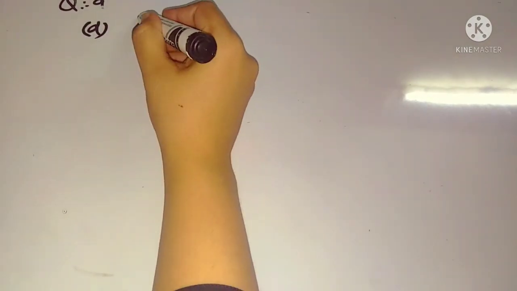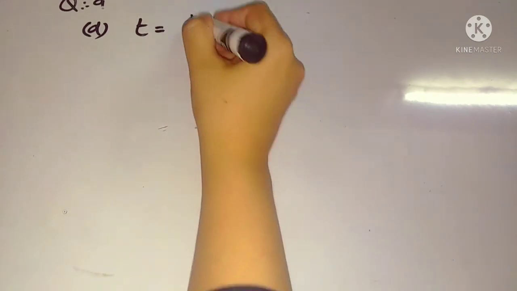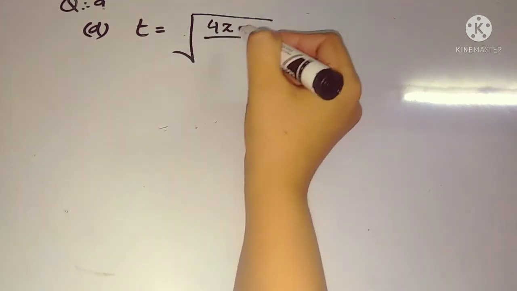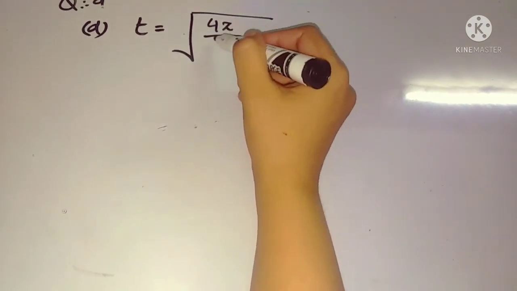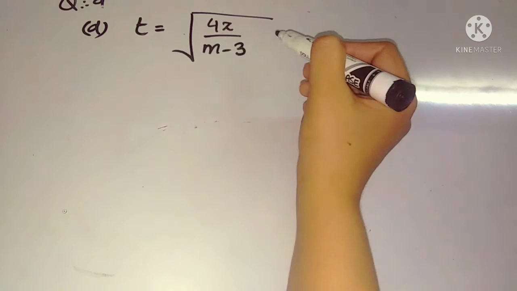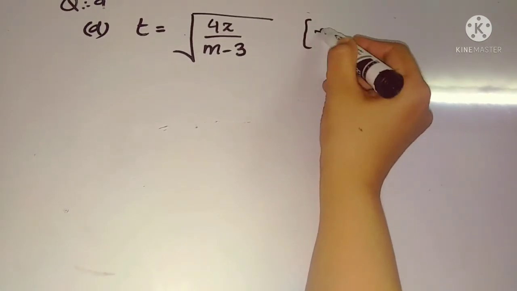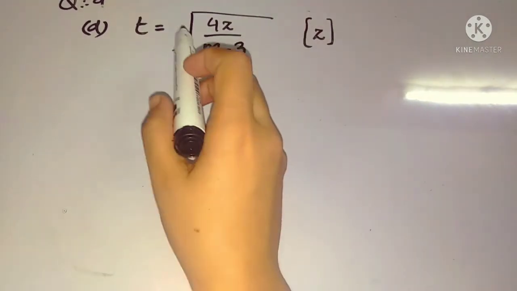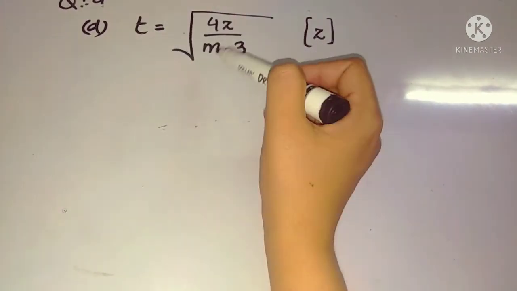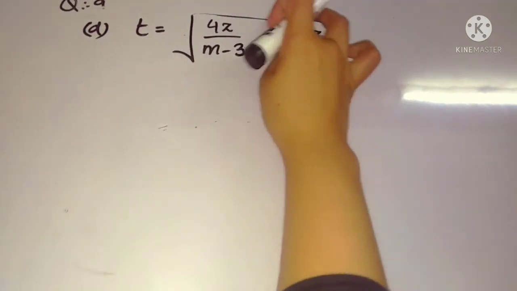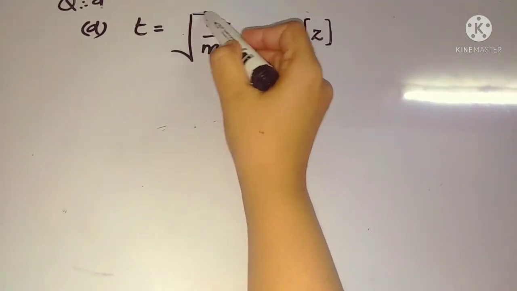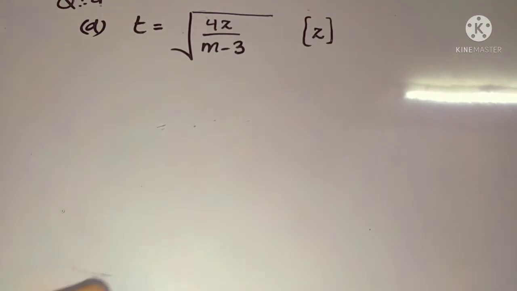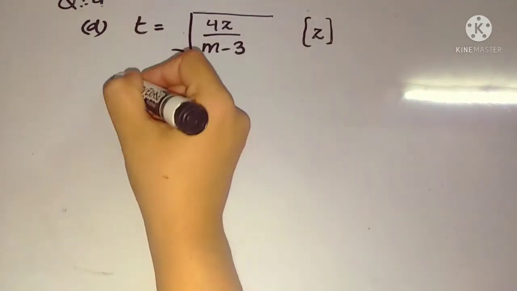Alright, part D is t is equal to square root of 4z over m minus 3. In this question, you have to make z the subject. We don't want this square root. Students, remember that if you want to omit the square, you have to take the square root. But if you want to omit the square root, you have to take the square on both sides. So let's take the square on both sides.